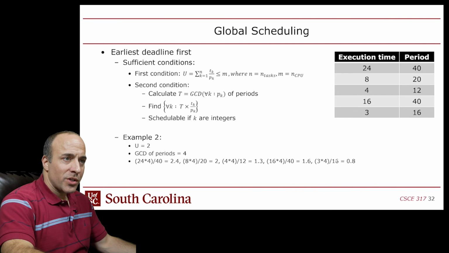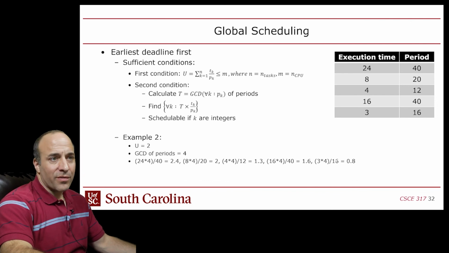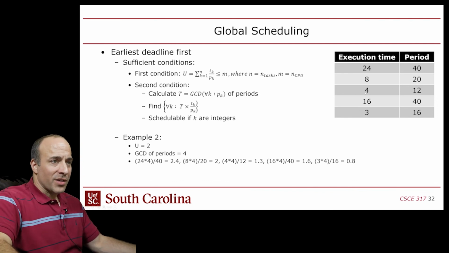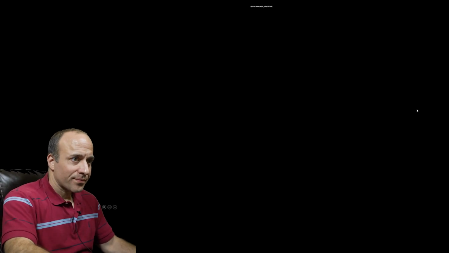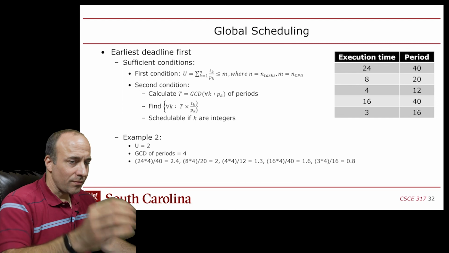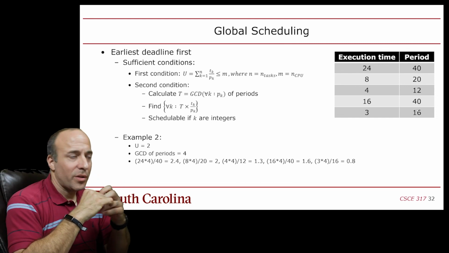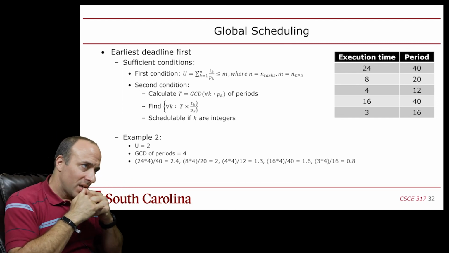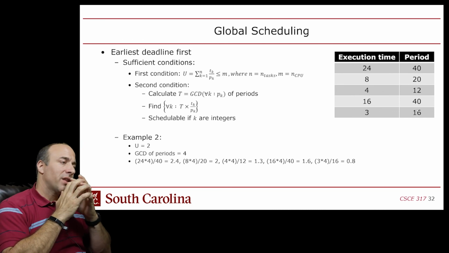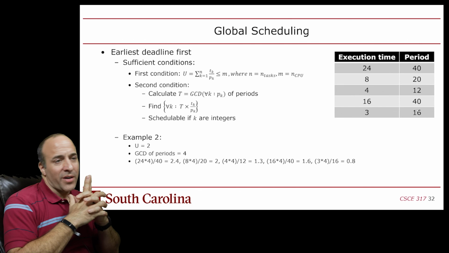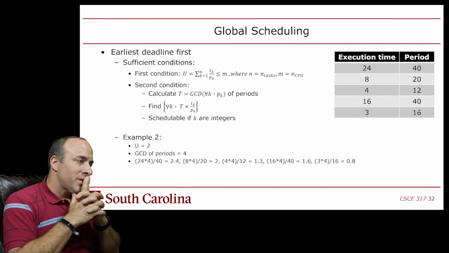See, what did we change? We changed the period of task 3 and the period of task 5. Okay, so we made a slight adjustment to 2 of the periods. In this case, utilization is still 2. The greatest common divisor of the periods is now 4.